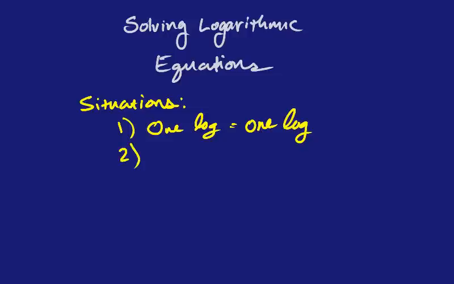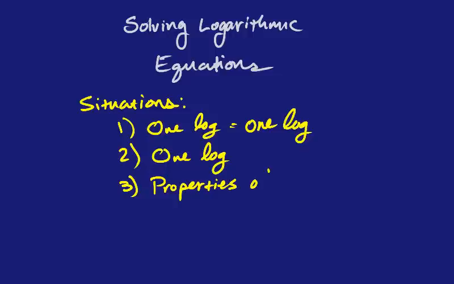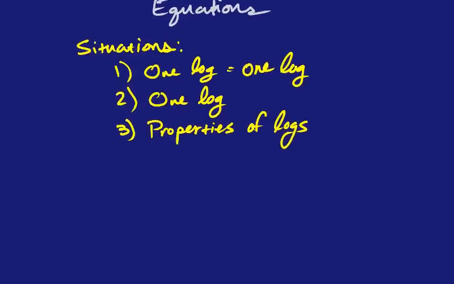The second one will be what happens when there's just one logarithm in the problem. How do you solve that? And then the third one's going to look at how properties of logarithms can help us in our effort to solve equations. So those are the three situations we look at. I'll try to do my best and hopefully help you out a little bit. So here we go.